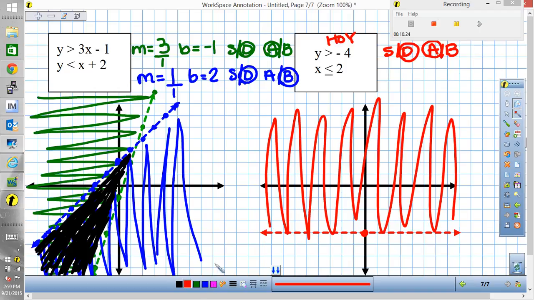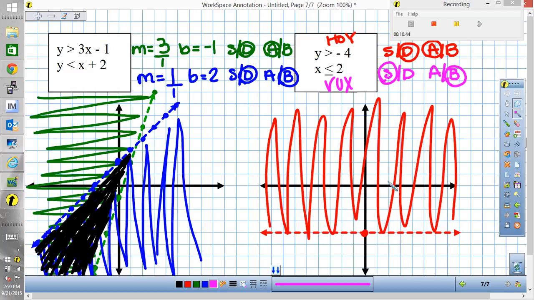For my second line, this is going to be a vox because it is a letter and a number. On top of that, we need to determine if it's solid or dotted. Since it has the line underneath, it is a solid. Then we need to determine if it's above or below. Since it is a less than symbol, we are shading below.